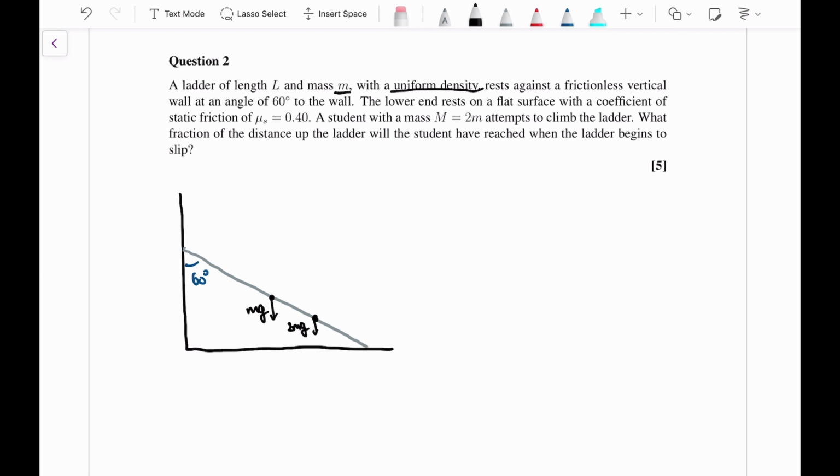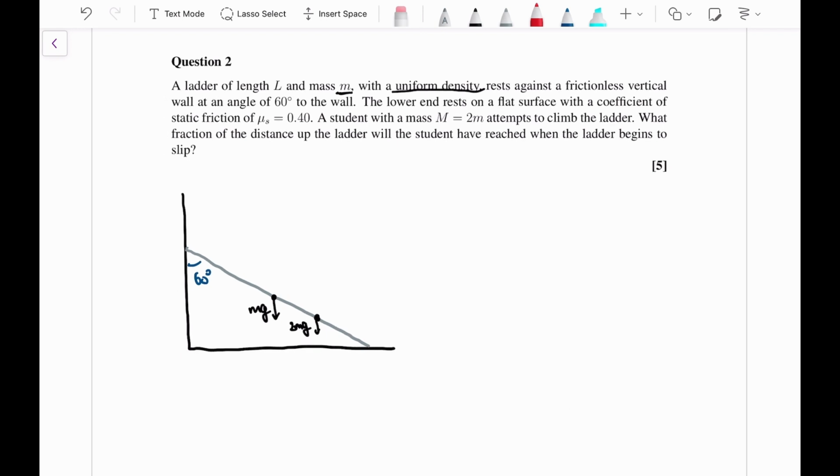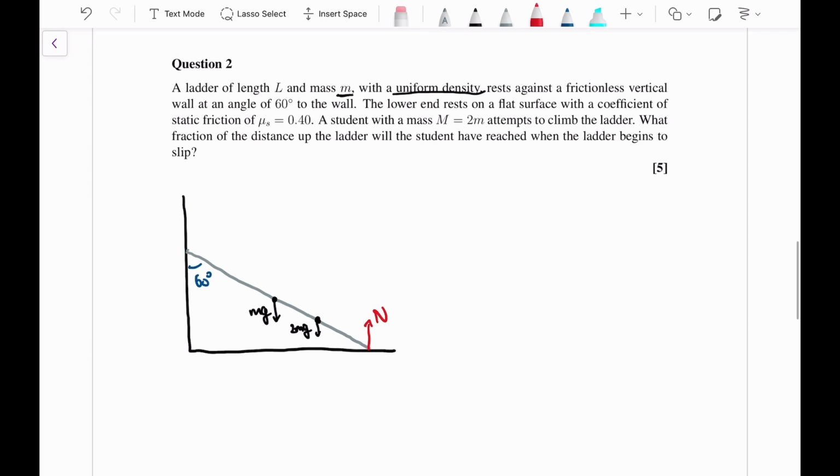And there will be reactions of the ladder to the wall. There will be a normal force. So let's say this will be N, and we can call this R.